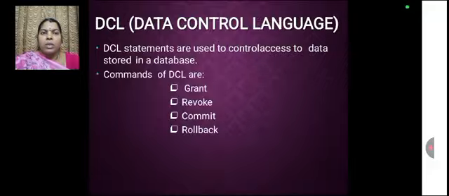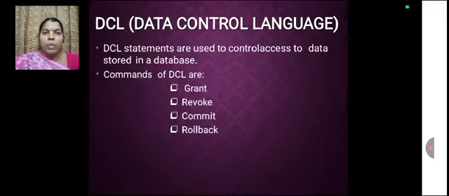Next comes the DCL, data control language. Data control language statements are used to control access to the data stored in the database. The commands of DCL are grant, revoke, commit, and rollback. Grant is a statement by which the database can be shared with any authorized user if you want. Revoke: the granted permissions and privileges can be revoked from that particular user if you wish to stop sharing your data with that user. Next one is commit.